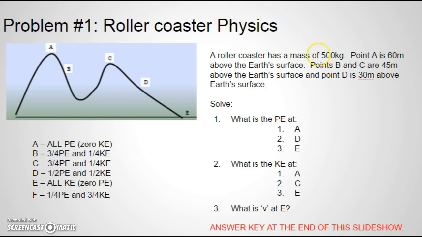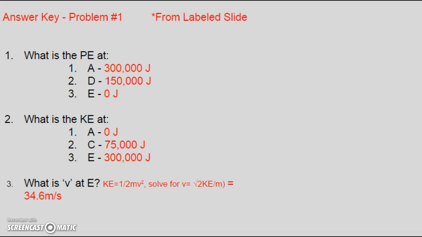So you have a roller coaster with a mass of 500 kilograms. Point A is 60 meters above the Earth's surface. Points B and C are 45 meters above the surface, and point D is 30 meters above the Earth's surface. So you have information. I recommend you make your drawings and then solve potential energy, kinetic energy, and velocity. You can get to the end, and you'll find the answer key. I'll flash these so you can pause them along the way. Here's the answer key for number 1.